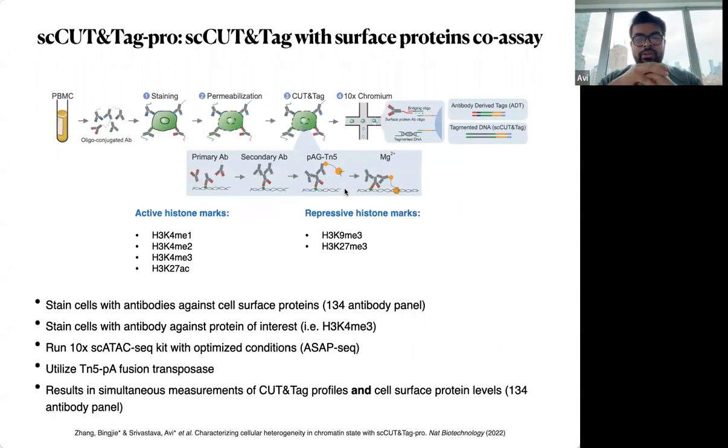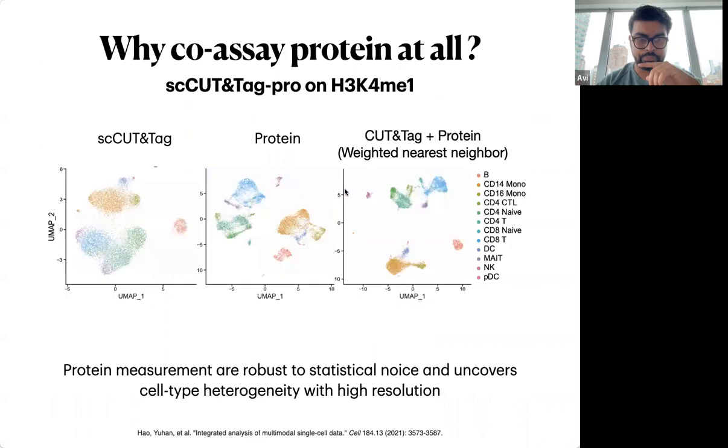So to improve on that, we developed a technology called single cell cut-and-tag-pro, which can profile both histone modification profiles as well as cell surface proteins within a single cell. The basic idea is to stain the cells with antibodies targeting both cell surface proteins and histone proteins, and run the 10x single cell cut-and-tag protocol. Using this method, we co-assayed some 134 proteins along with 6 histone modification profiles, where 4 of them were active histone modifications and 2 of them were repressive histone modifications.